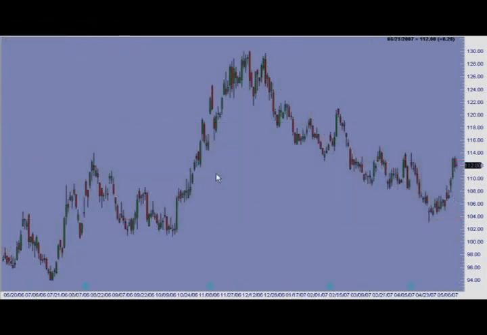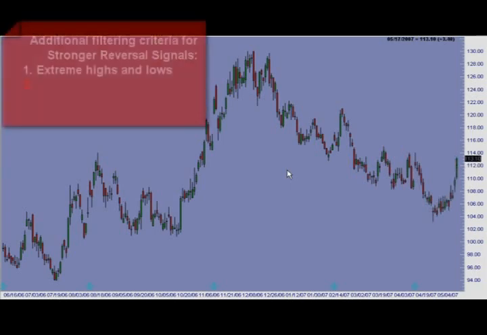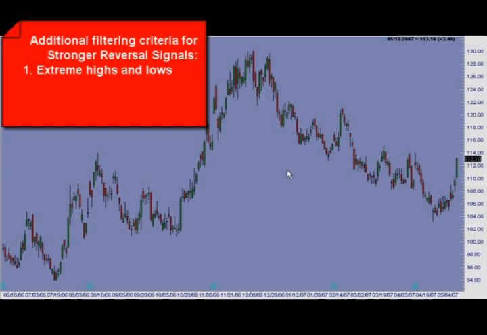So obviously then, higher time frames provide a valuable resource for significant reversal signals. But it's not the only resource we have available. So let's consider some of these others. A secondary resource for significant reversal signals is that of extreme highs and lows.